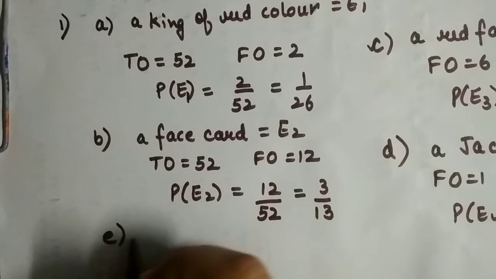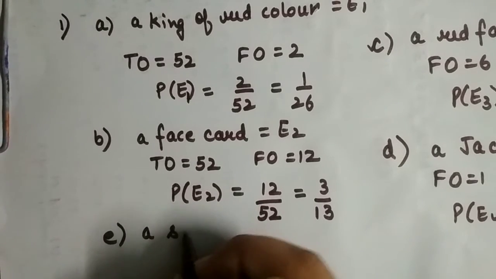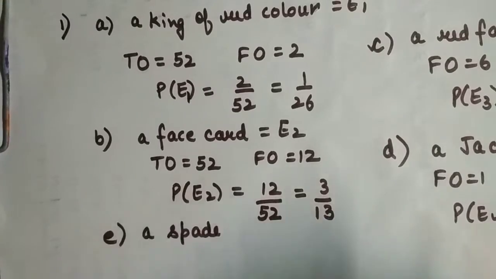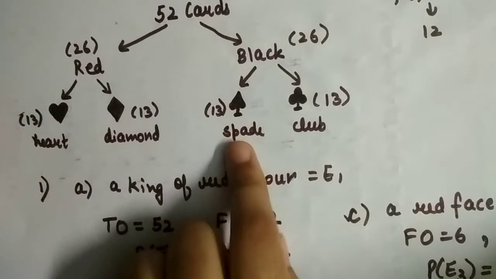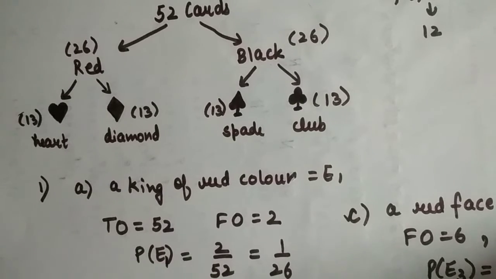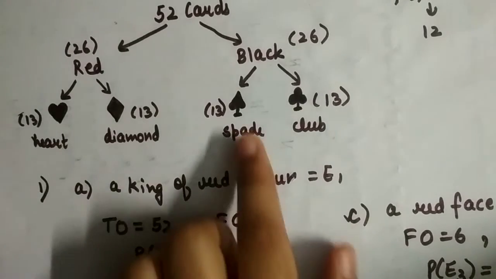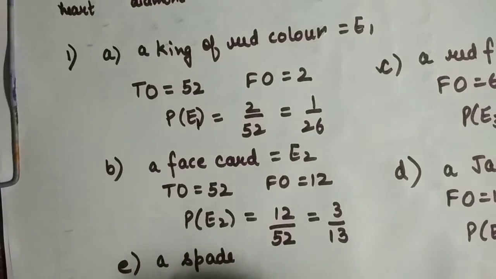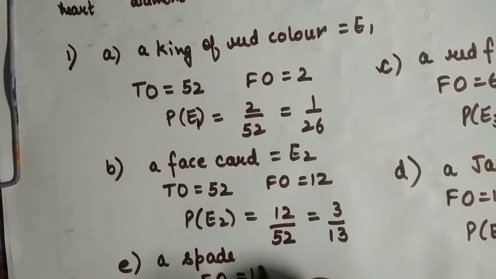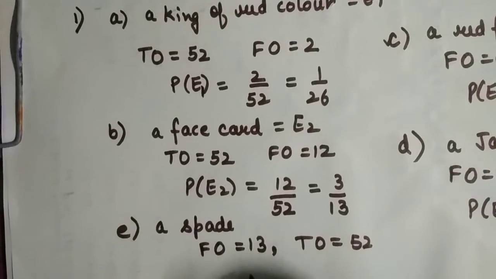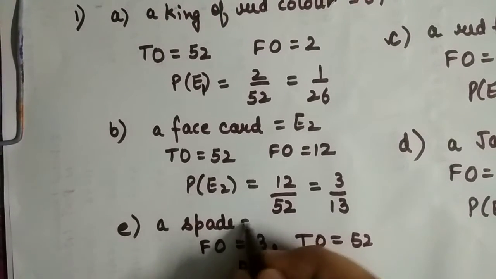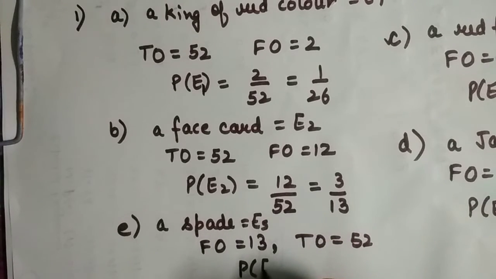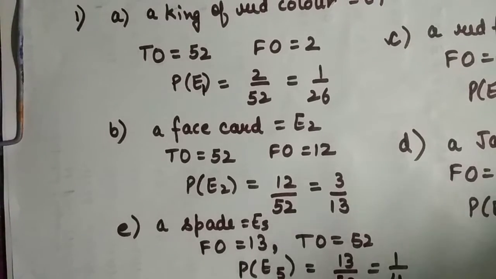Fifth part, they are saying what is the probability of getting a spade. Spade is a suit and there are 13 cards of spade, so our favorable outcome is 13, total outcome is 52. So the probability of getting a spade is 13 upon 52, that is 1 by 4.